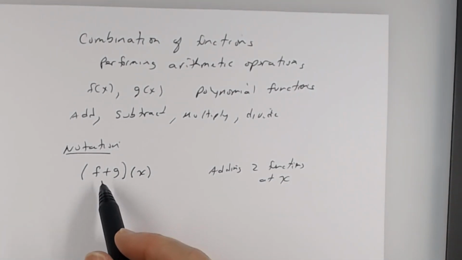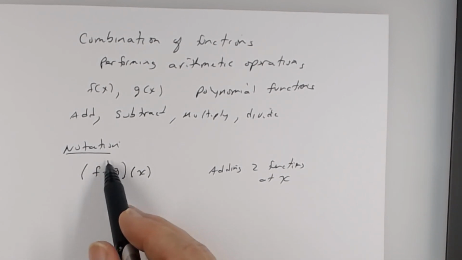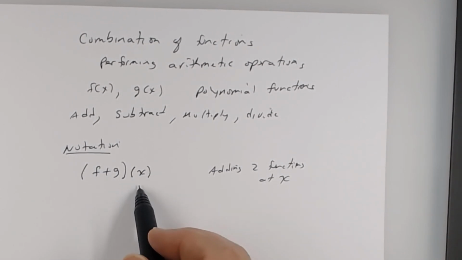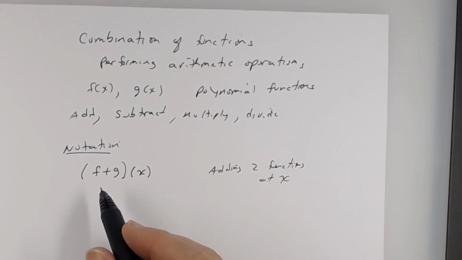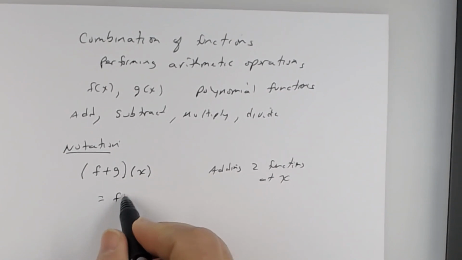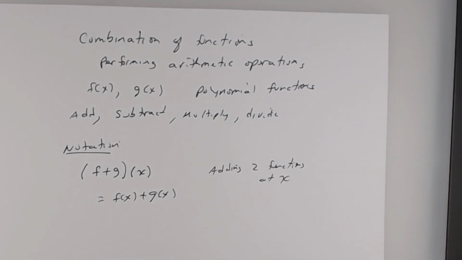Now, don't confuse that with multiplication. This does not mean f plus g times x, okay? That's not multiplication here. You're adding two functions and you're evaluating it at x. At x, not times. The definition, the way it's written, this means f of x plus g of x. So f plus g in parentheses at x means f of x plus g of x.